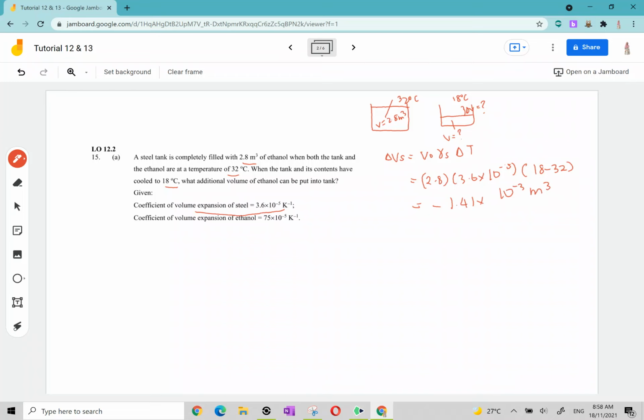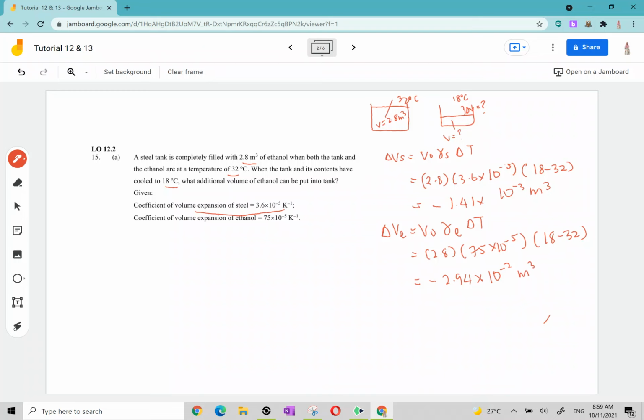Kemudian awak cari pula delta V, change volume bagi ethanol ini. Sama dengan V0 gamma ethanol darab delta T. So at first ethanol ini V0 dia pun sama, 2.8. Gamma E dia dah bagi 75 power of negative 5. Delta T dia adalah 18 minus 32. So we get negative 2.94 power of negative 2 meter cube.